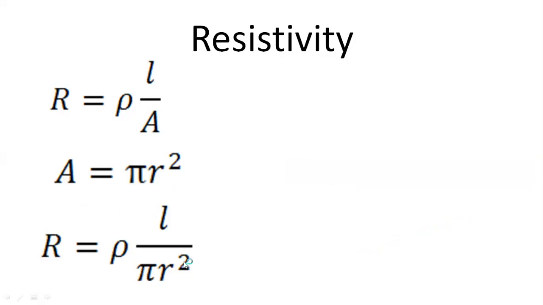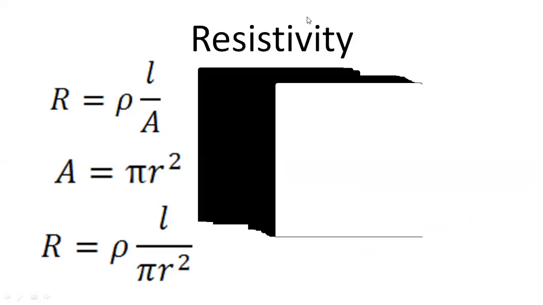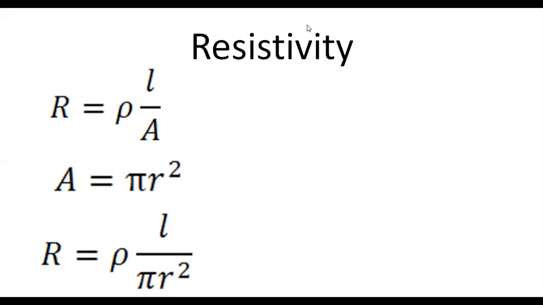Give me a response in the chat box. Have you understood how we have modified this formula? We have just put the value of A because our wires are circular in shape. That's why we have replaced the value of A as pi r square. Nothing more. Okay, fine.